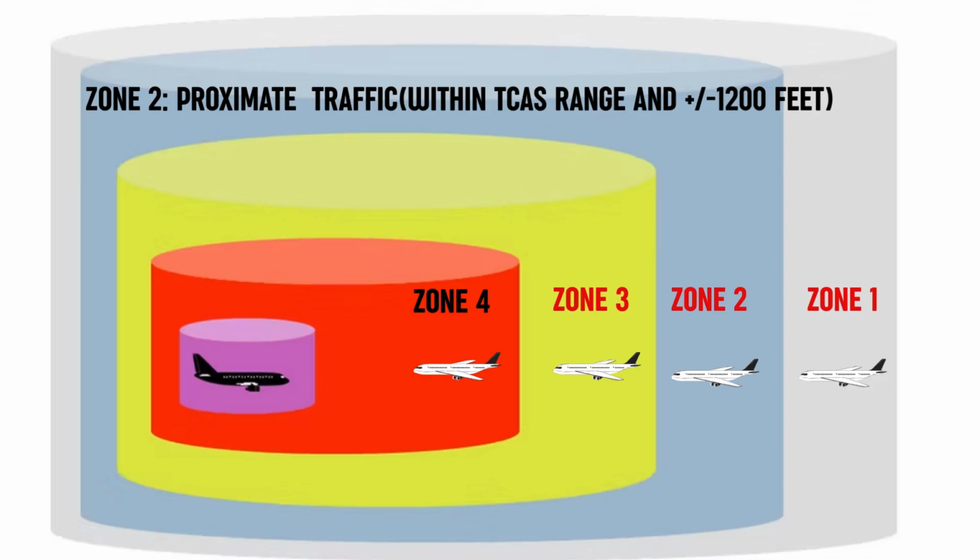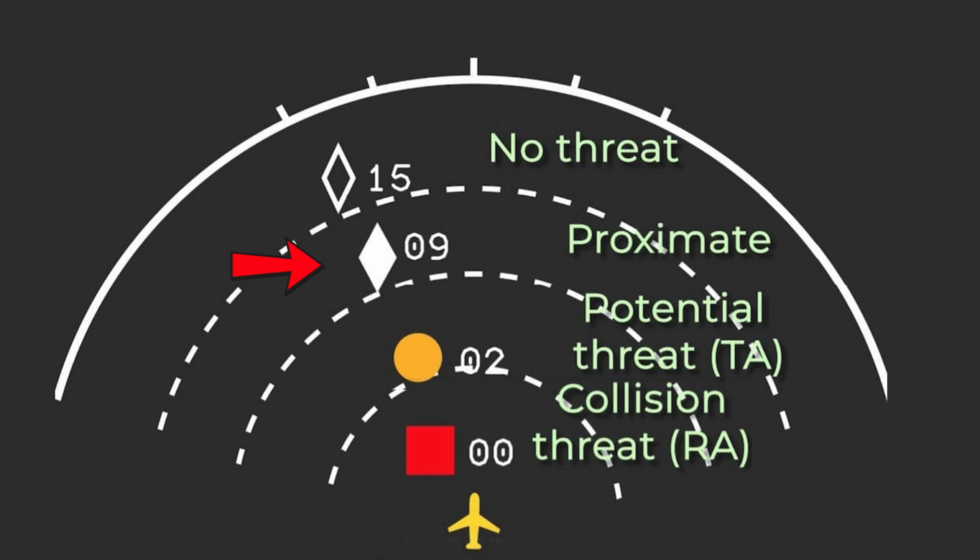Zone 2 is proximate traffic. A traffic is considered proximate traffic if it is within the TCAS range and within plus minus 1200 feet of the mother aircraft. This is displayed as a solid white diamond. This is also displayed for the purpose of situational awareness only. This traffic is not a threat and no pilot action is required.